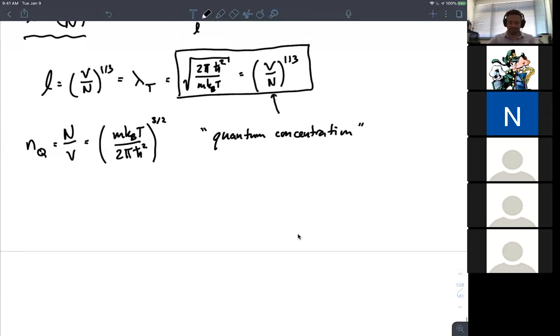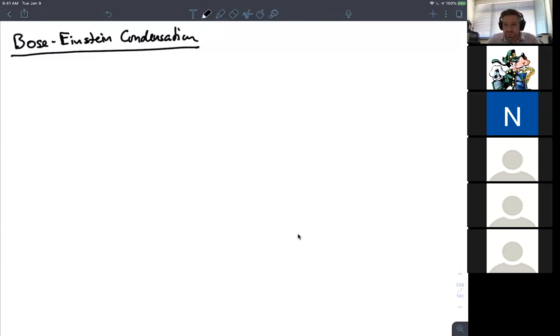All right, so now that we've got that polished off, now let's do the main event. Are you ready to rumble? So we are now going to discuss Bose-Einstein condensation. All right, and what I'm going to show you is that Bose-Einstein condensation occurs just about at that quantum concentration, again, with a little bit of a correction factor.